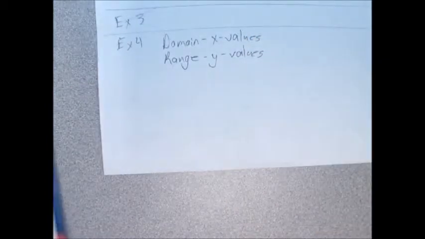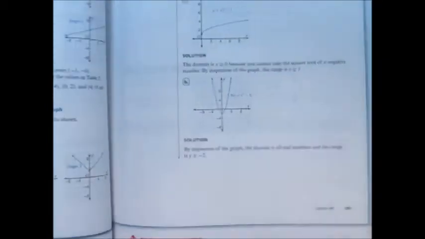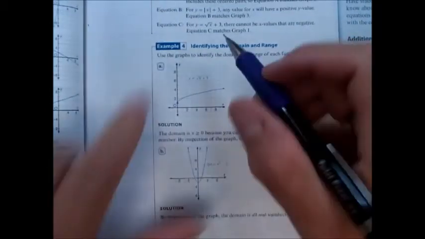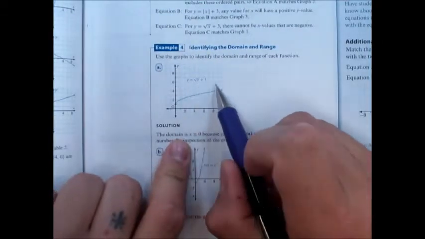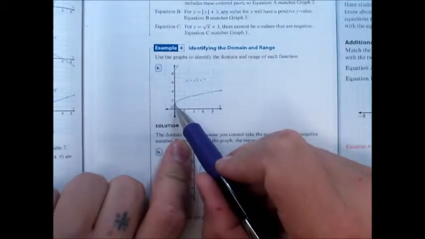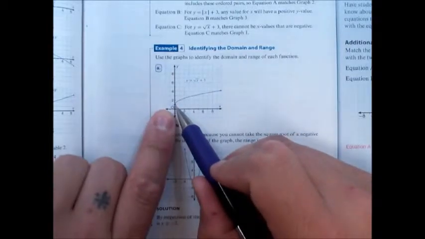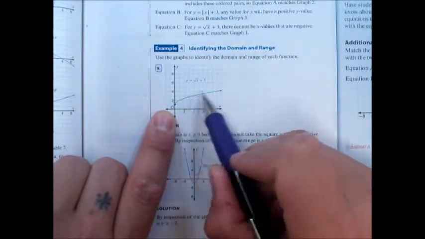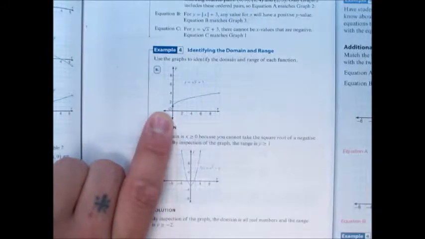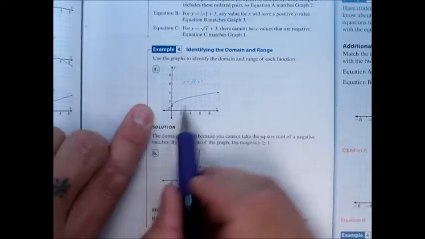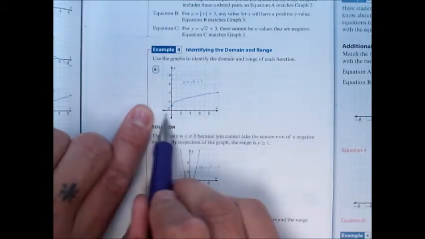And in a graph, we're going to use example 4a. It gives us the square root of x plus 1. We notice that it starts right here. Okay, this is at 1. And then it goes up and it curves and it goes on forever to the right. Okay, so our x values are right here on this x-axis.